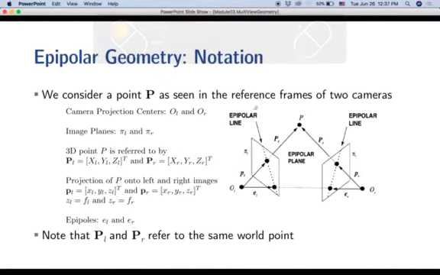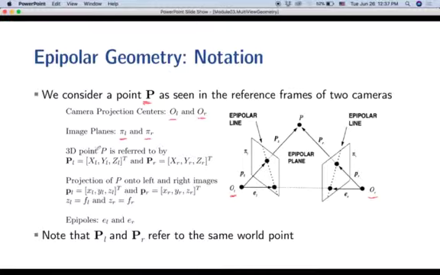All right. So I have to define some notation now. There's a point P in the world, which I want to compute in the end in the stereo algorithm, but let's just assume there is a point here. And this is seen in the reference frame of two cameras. There's a camera here, O left, and there's a camera O right. The camera projection centers are O left and O right, and they have imaging planes pi left and pi right. Those are the two imaging planes.